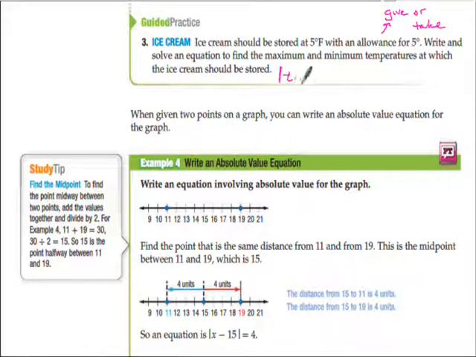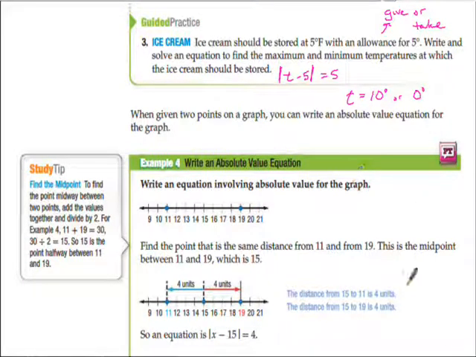T is the temperature, and we're going to subtract 5 because it's the difference of 5, okay? An allowance of 5 means difference, so we're going to subtract it, and that should equal 5. All right, so there's our equation. You solve it. Pause the video right here, solve it, and give me the max and min temperatures. Go ahead. All right, so you've solved, and hopefully you got T equals 10 degrees or 0 degrees, and those are the max and min.